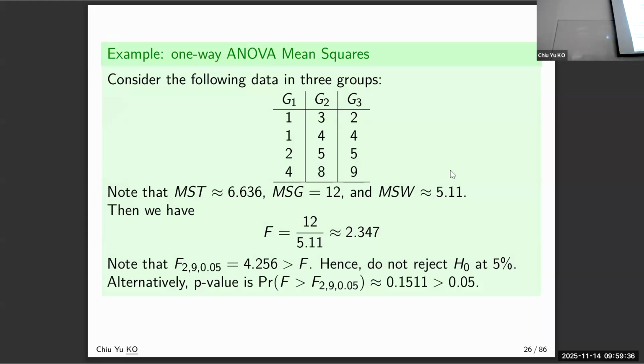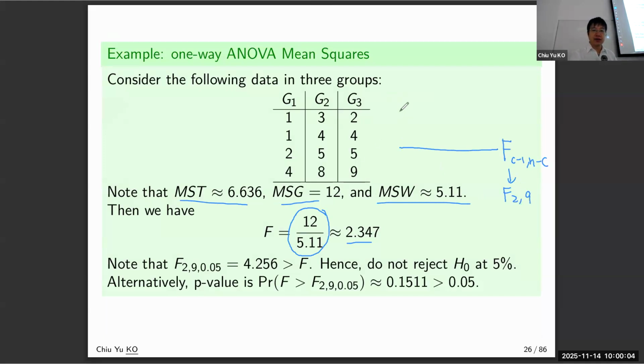So let's look at this result, okay? You calculate MST, MSG, MSW, right? You calculate the ratio of MSG to MSW. That gives you 2.3, right? So the idea is you have F of C minus 1, N minus C. In this case it is F(2, 9), okay?